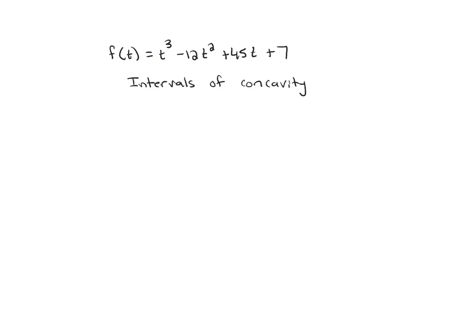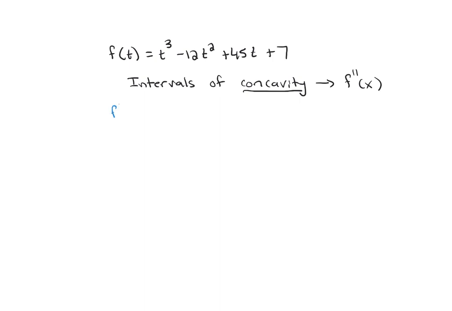Okay, so here we have an example. f of t equals t to the third minus 12t squared plus 45t plus 7. And our goal is to find the intervals of concavity. So to know about concavity, we want to look at the second derivative. So we will be making a sign chart, but of the second derivative.